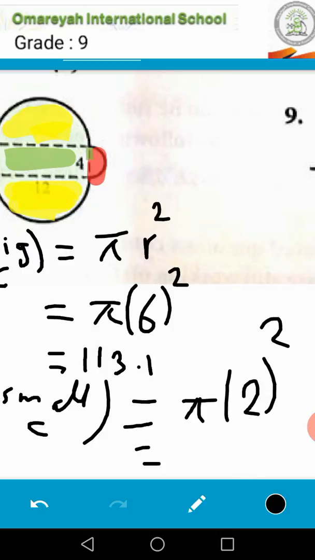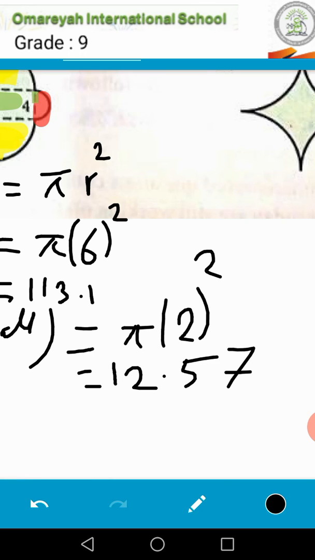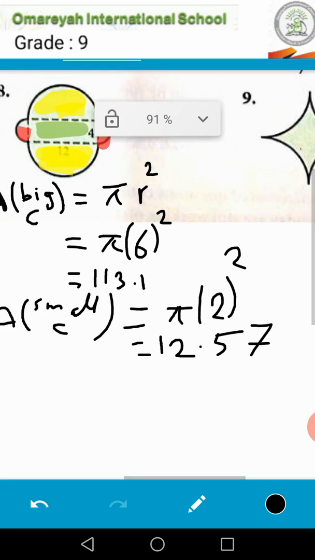So now the area of the small circle, you get 4 times pi. 4 pi gives you 12.57. So this is the area of the small circle.